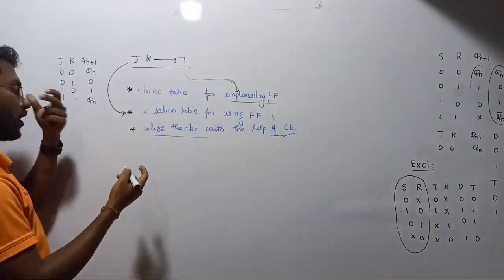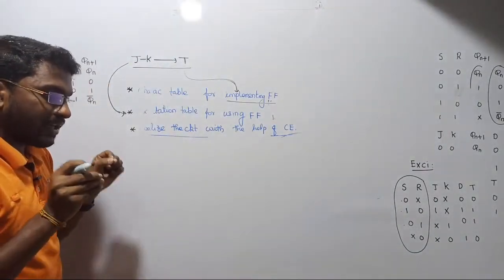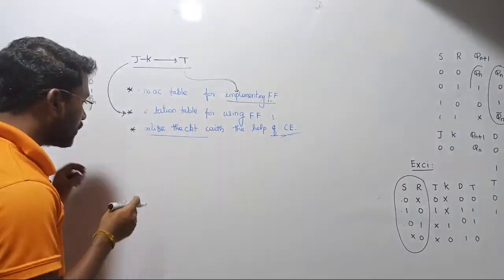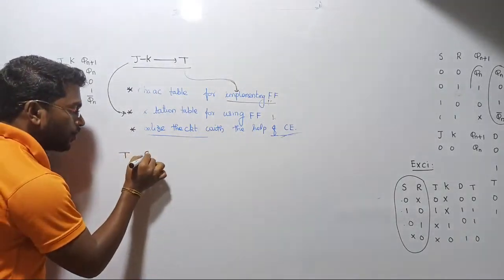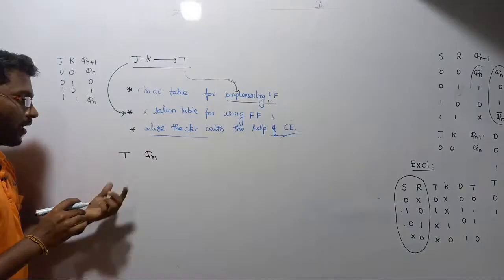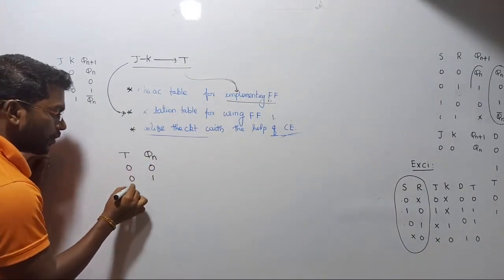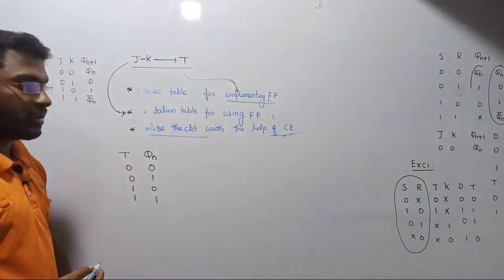So step number 1, we have to write the characteristic table for the T flip-flop. In order to write the characteristic table of any flip-flop, we need two things: one is the present input, another one is the past output, right? The present input of the T flip-flop is T, whereas the past output is Qn. These two may have four possible combinations: 0 0, 0 1, 1 0, 1 1.